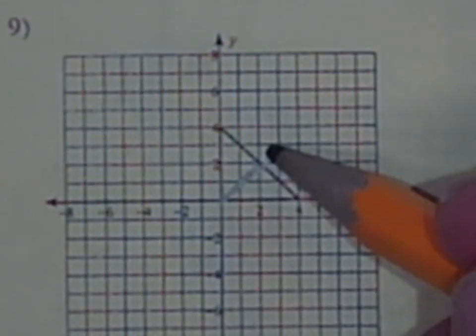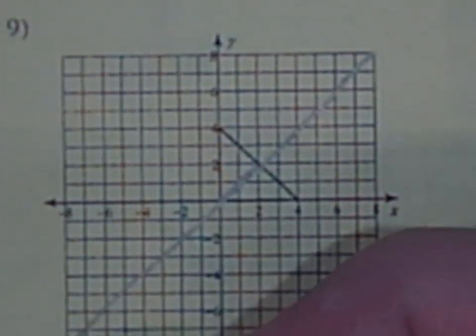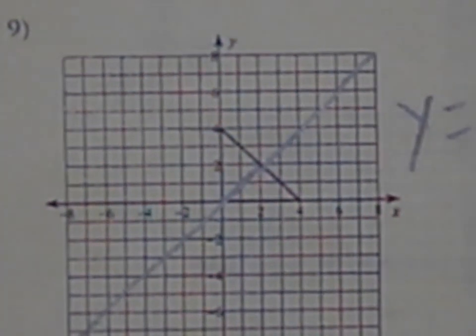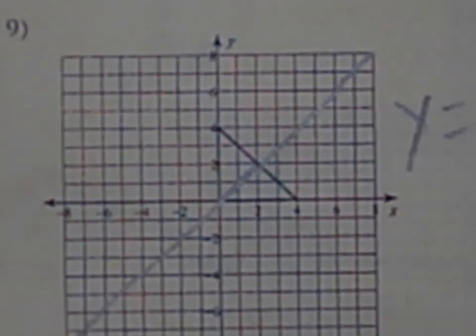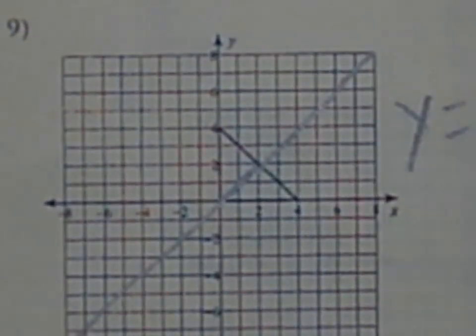If I continue it, what is this line? Hey, look. It is our diagonal line that cuts this graph in half. It's y equals x. That's my only line of reflection that would reflect that shape onto itself. If I reflected this triangle over y equals x, it would literally be the same triangle.